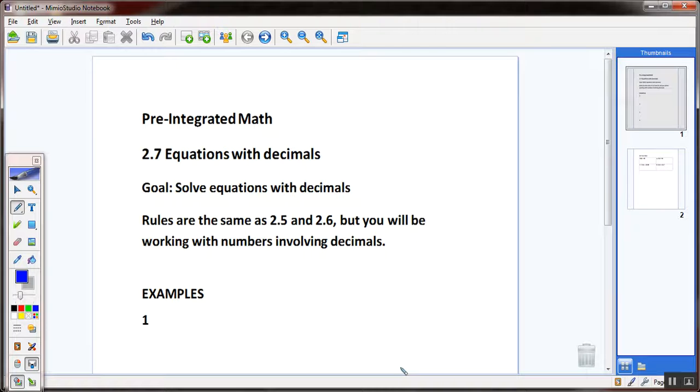Time looking at equations today. This title right here, 2.7, is equations with decimals, all right? So the goal right here is to solve equations with decimals, all right?